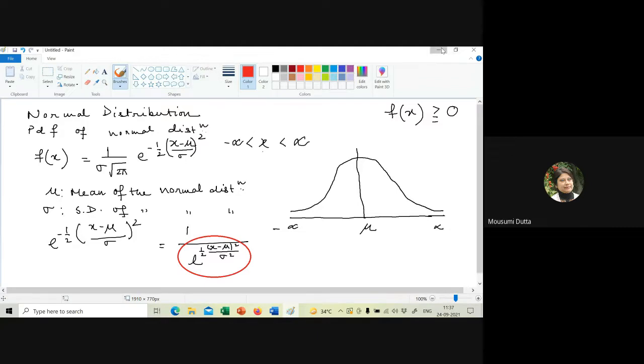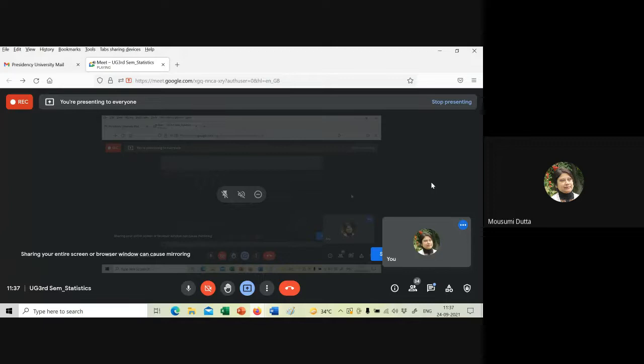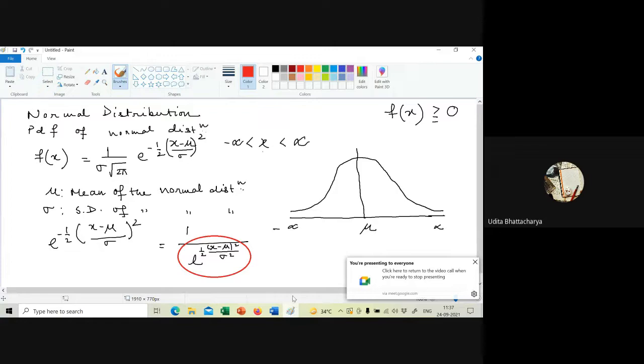So are you doing the things? Ma'am, can you show me the slide before? Yes, ma'am. This one? No, ma'am, the previous slide. In previous slide, there is no calculation regarding inflection. So no, look at this. I want to look at the diagram once.